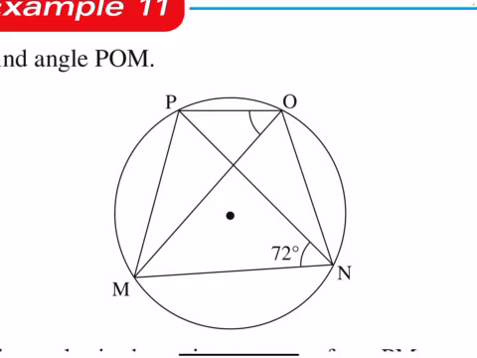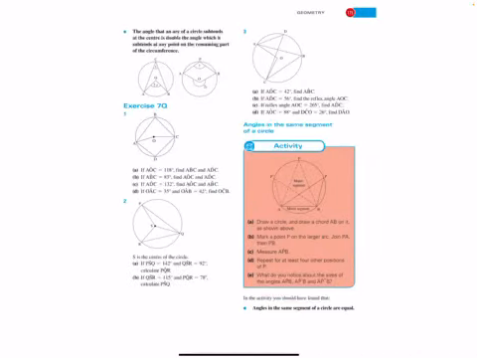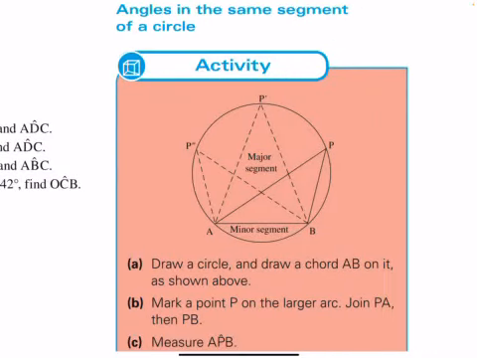Chord N, P, O, M. Minor segment, major segment. 72 is the same as this 72. PM connecting to N, come back. PM connecting to O, come back. So these two are the same, N and O. The more you practice, the more you see it. Yes? This is what you're getting. It's the same thing. It's switched.